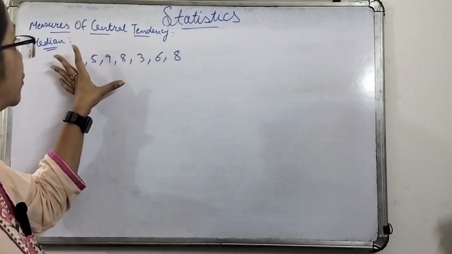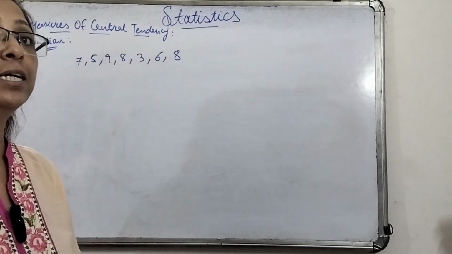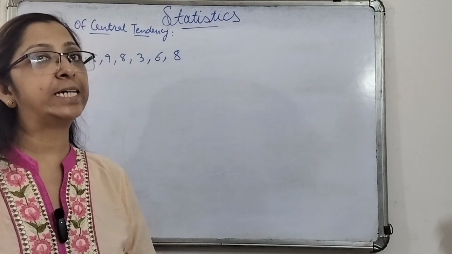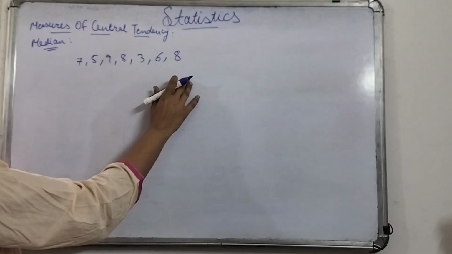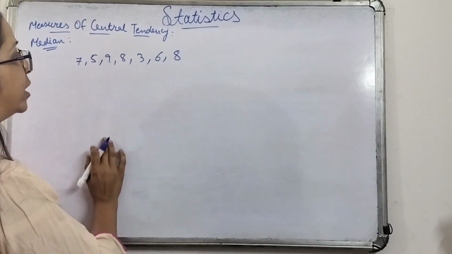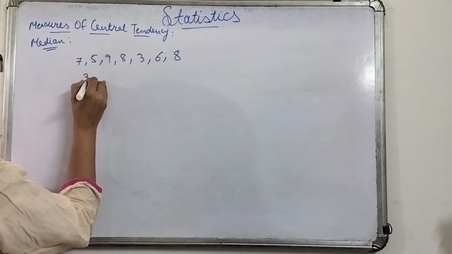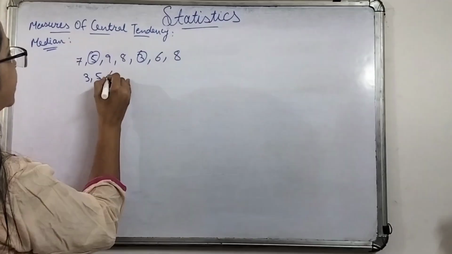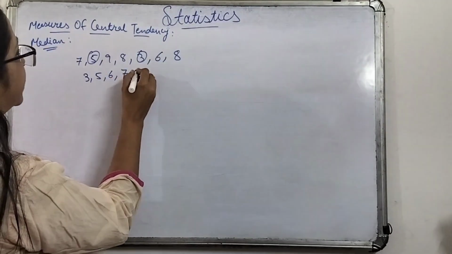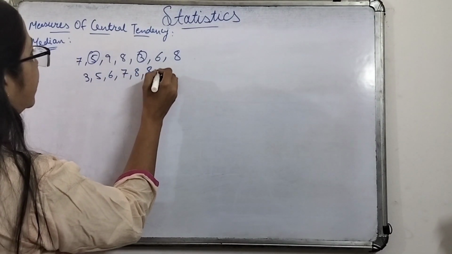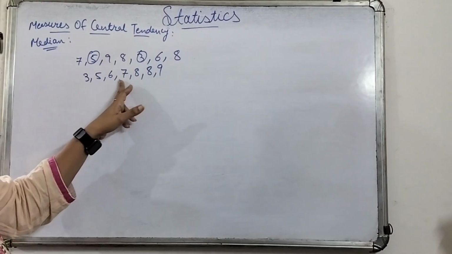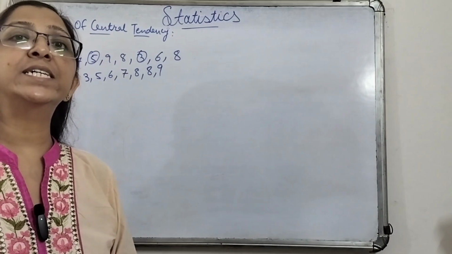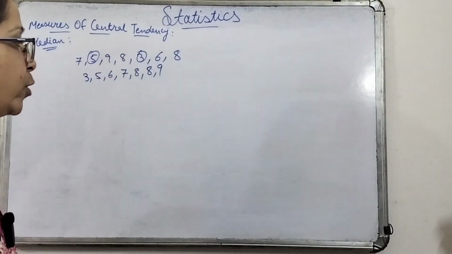Now, first of all, for finding the median, we will be arranging these either in your ascending order or your descending order. So first of all, we are arranging this data in ascending order. So it will be 3, 5, 5, then 6, then 7, then 8, then 8 and then 9. These are the 7 data we have taken. Now here the number of observations is 7. That is an odd number of observations.